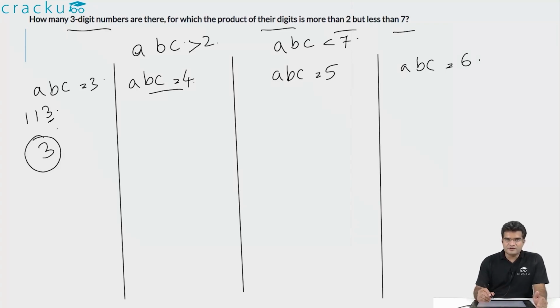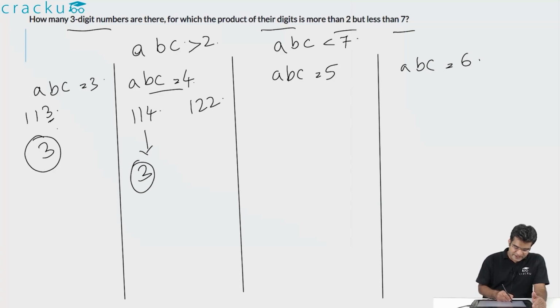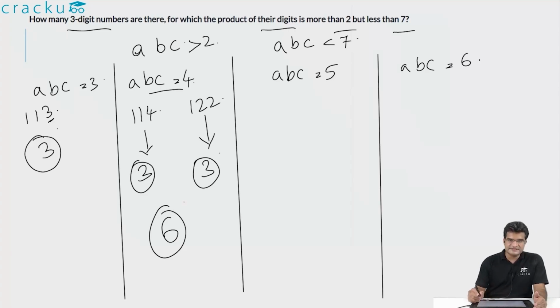Similarly, if you have the product of three numbers to be equal to 4, here you have two cases. One case is that they are 1, 1 and 4 in some order, or they are 1, 2 and 2 in some order. 1, 1 and 4 can be done in three ways. Basically, you have to figure out whether 4 is in the first place or the second place or the third place. So there are three cases possible. And 1, 2, 2 can also be decided in three ways. Here we have to figure out whether 1 is in the first place or the second place or the third place. So again, you have three cases. So the overall total is 6 cases.